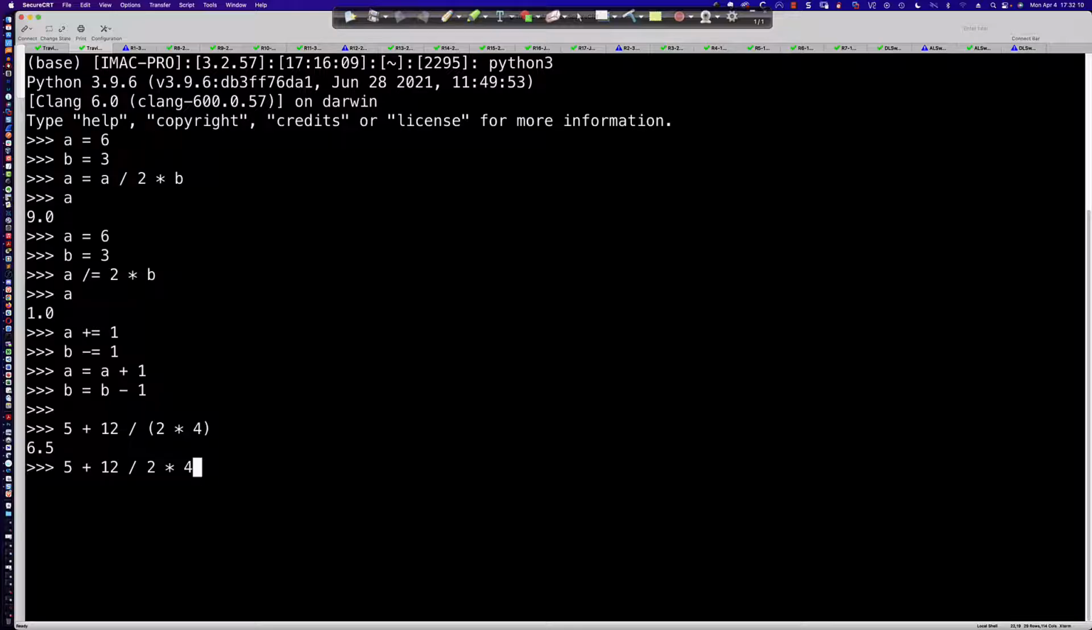And so what we should expect to get is 12 divided by 2 is 6, times 4 is 24, plus 5, and we're doing floating point division, should give me 29.0. And so again, this is one of those expressions where operator associativity will come into play because we have two operators of the same precedence. So now one final example here.